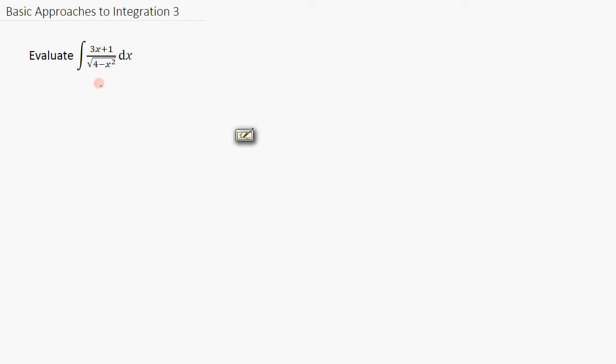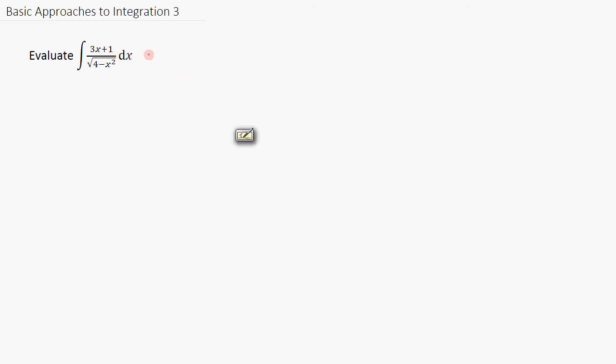In this example, we'll use a method where sometimes if you have a fraction and there's more than one term in the numerator, we split the fraction into multiple parts, one for each term. The reason we're going to try this approach in this problem is because typically when there's a square root of something with x squared in the denominator, you have to find the antiderivative in a different way when there's an x in the numerator than when there's no x in the numerator. So we'll see the difference when we split this fraction apart.